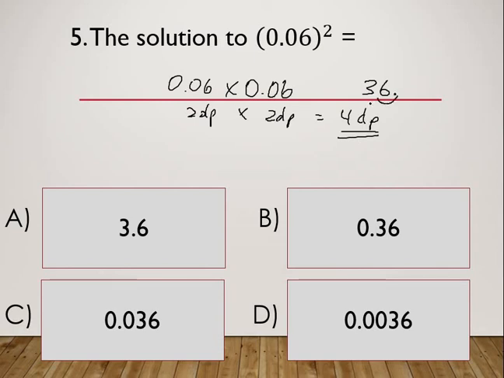Let's move it 1, 2, 3, 4 places. And then we will just put some zeros in there. And so we have 0.0036. That's our answer. Start from the point, 0036. All right. And so our answer will be D.